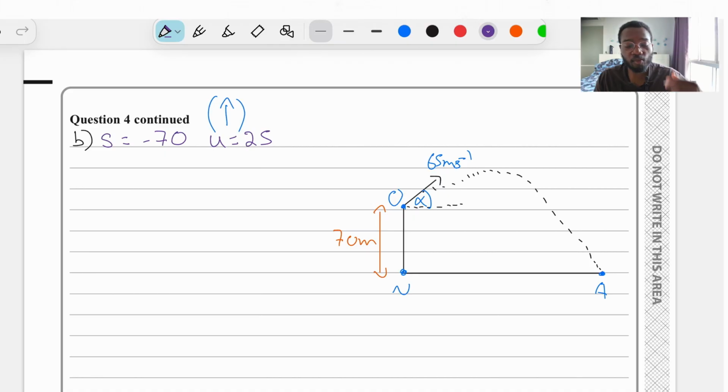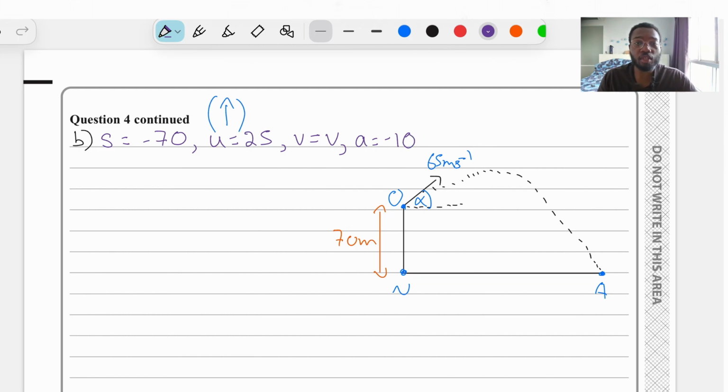And then our V value, that is what we want to work out, because we want to work out the velocity just before it hits the ground. So we can leave that as V. And we know in this question our acceleration is 10. But again, because we're considering upwards as positive, our A would be minus 10.